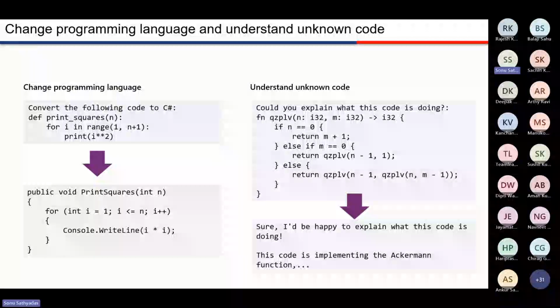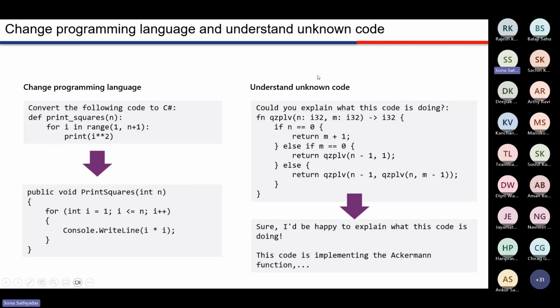It is possible to convert the code from one language to another language. Suppose you have C# code, you can convert that into Python, or you have Python code and you want to convert it into JavaScript. You can do that using the GPT models or the large language models, LLMs.